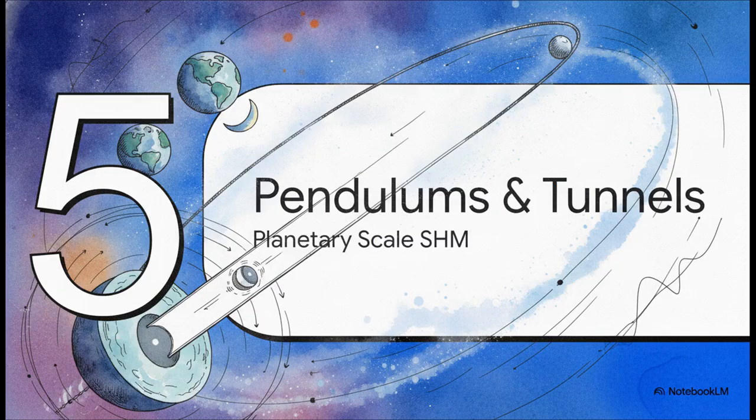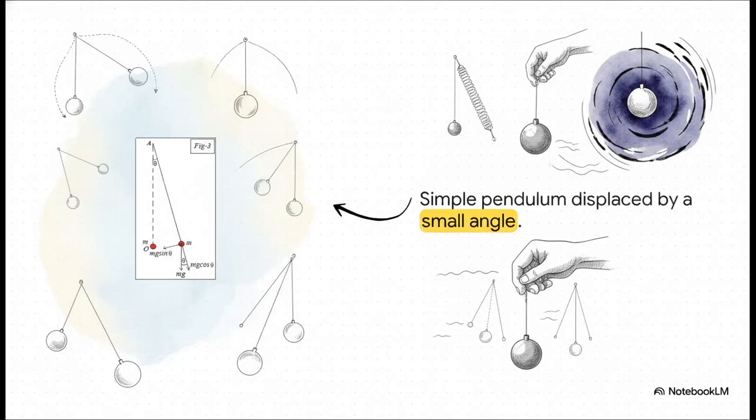And finally, Section 5, Pendulums and Gravity Tunnels. Physics is universal, right? So let's scale things up. A classic simple pendulum is another perfect example of harmonic motion, but there's a catch. The math only acts as a perfect harmonic oscillator at very small amplitudes. At tiny swings, gravity acts exactly like our restoring spring. But what happens if we push gravity to the absolute limit?